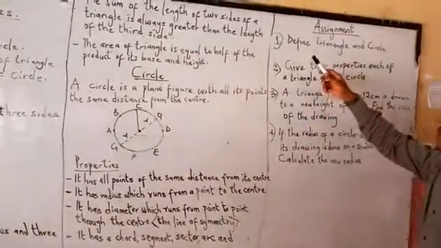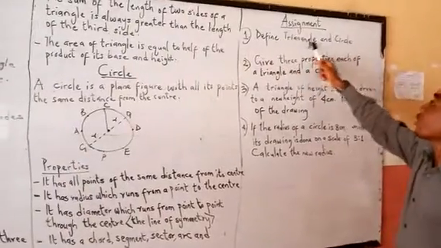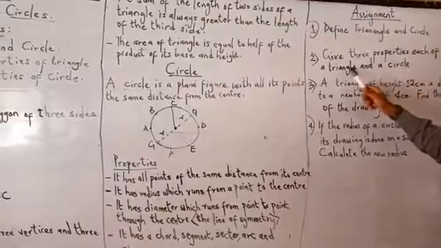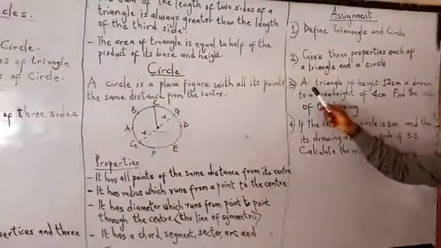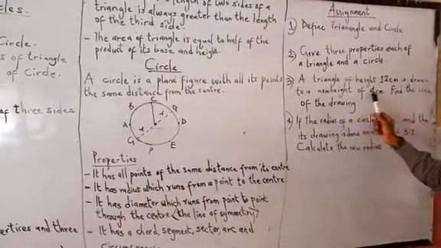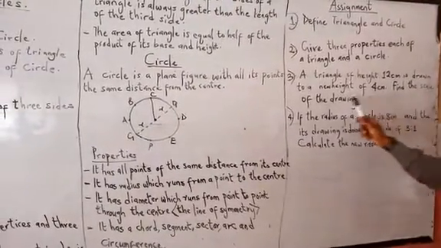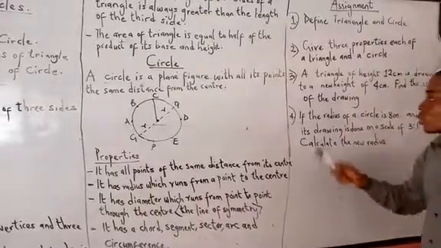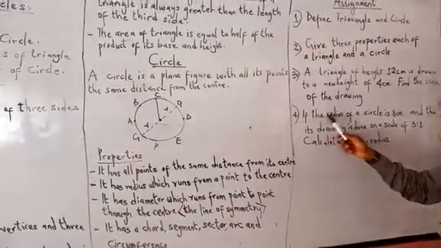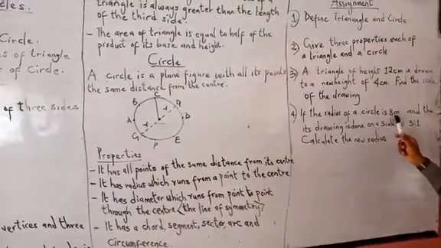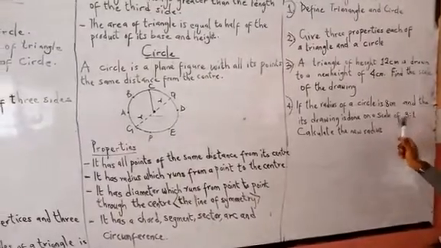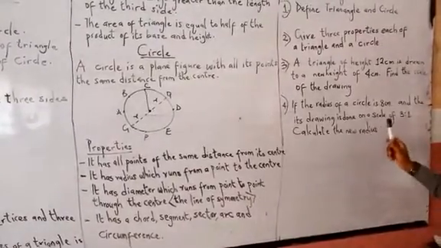assignment, take the following questions. 1, define triangle and circle. 2, give 3 properties each of a triangle and a circle. 3. A triangle of height 12 cm is drawn to a new height of 4 cm. Now find the scale of the drawing. We've learned that before now, so use that knowledge in this question. Then the fourth question, the last, is if the radius of a circle is 8 cm and its drawing is done on a scale of 3:1, then calculate the new radius.